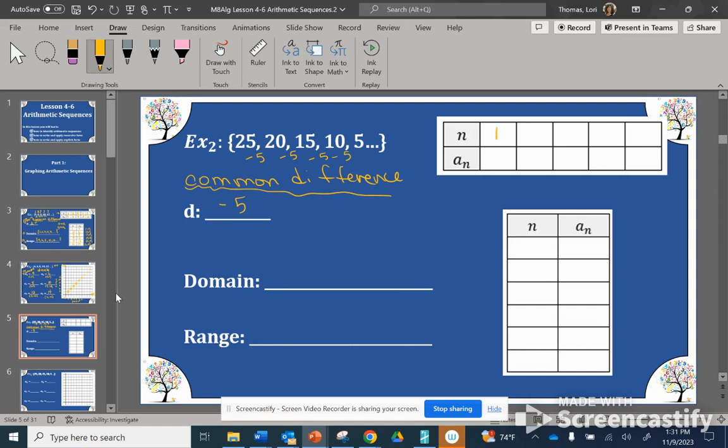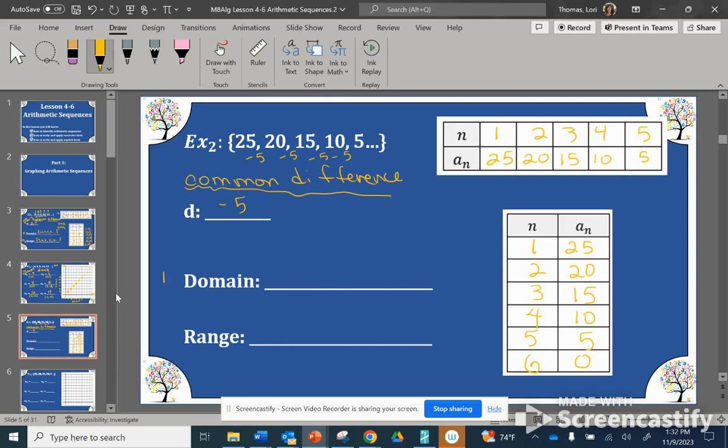We have a first term that's 25. We have a second term that's 20. Our third term is 15. Our fourth term is 10. Our fifth term is 5, and so on. Or if you like the vertical function table, we're going down by 5. So our sixth term would be 0, and then we'd get into the negatives.